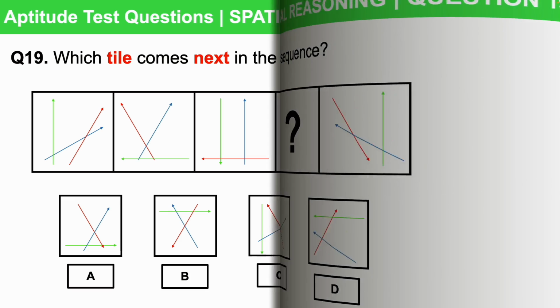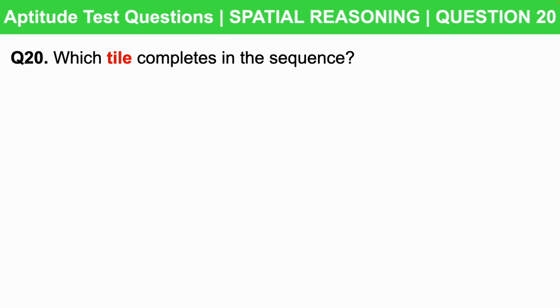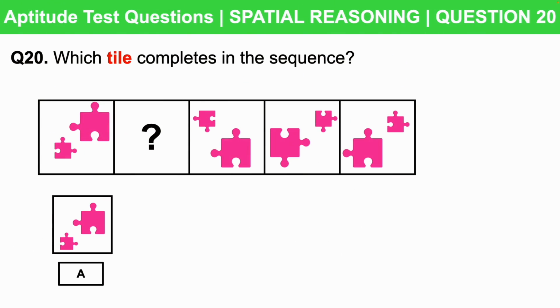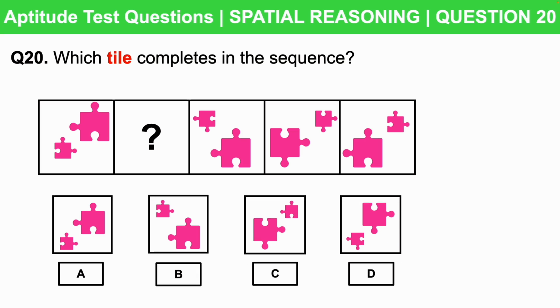You're doing fantastic. Let's move on to the next one. Question 20. Which tile completes the sequence? Here's the sequence, and you have A, B, C, or D answer options to choose from. 12 seconds starts now.